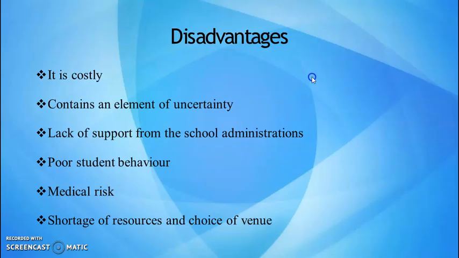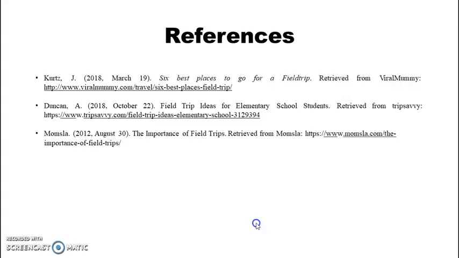It provides an opportunity to solve the individual's problem by interacting with the group in a natural setting. Some of its disadvantages include: it sometimes can be costly for going a bit far, it contains an element of uncertainty because it's always a risk, lack of support from the school administrators, poor student behavior can ruin the entire trip, medical risks are involved, and shortage of resources and choice of many could be some of the disadvantages associated with field trips.